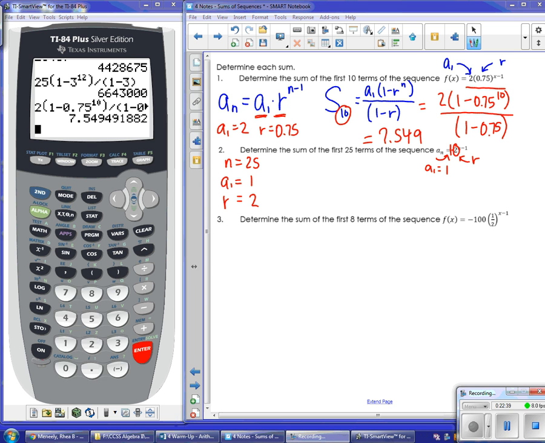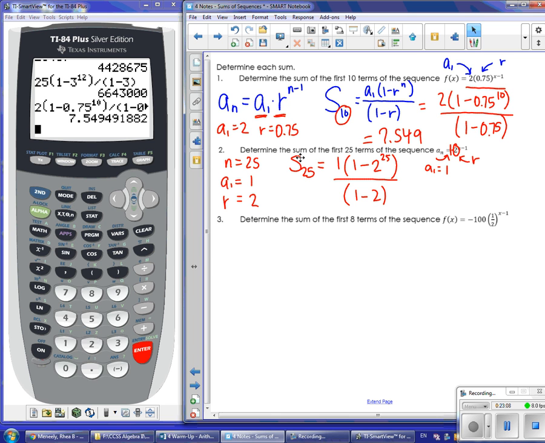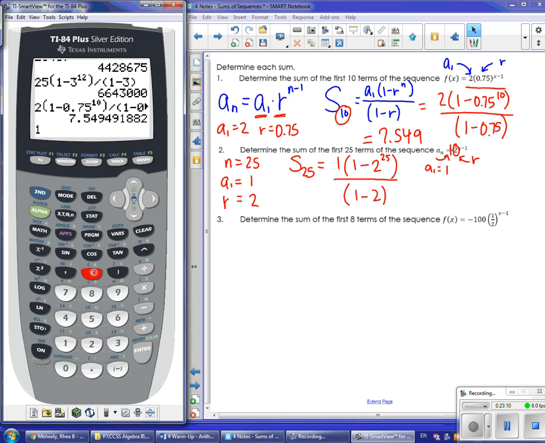Okay, if you've done this correctly, then the sum of the first 25 terms is going to be a sub 1, which we said is 1, times 1 minus my common ratio, which is 2, raised to the n, which is going to be the 25. I'm sorry, it's not n minus 1, it's just n. Let me fix that. And then I'm going to close my parentheses, and that's going to go over 1 minus 2. And so when I plug this in on my calculator, you don't actually need to multiply by 1 in front, but I will just so it all matches.